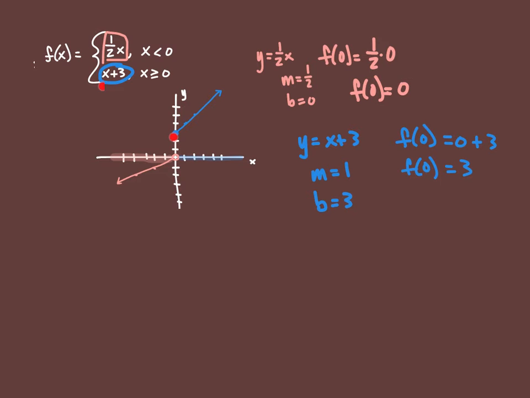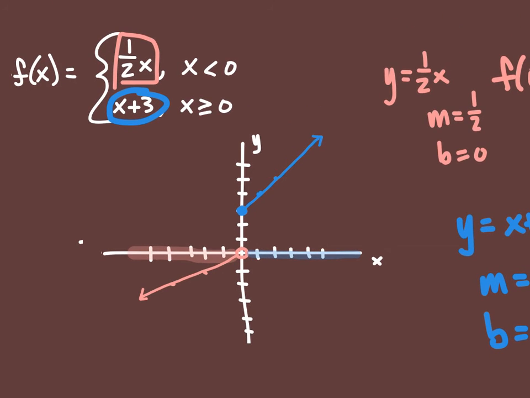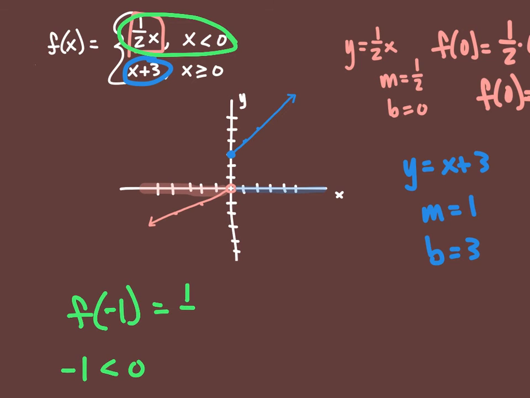So that's the idea. Now, this is a function. It follows all of the same things as a function: for every input there's exactly one output. If x is less than 0, say I want to find f of -1, because -1 is less than 0, I want to use the top function. So I would plug that in, and that's 1/2 times -1, which gives us -1/2. And that point is going to exist there.